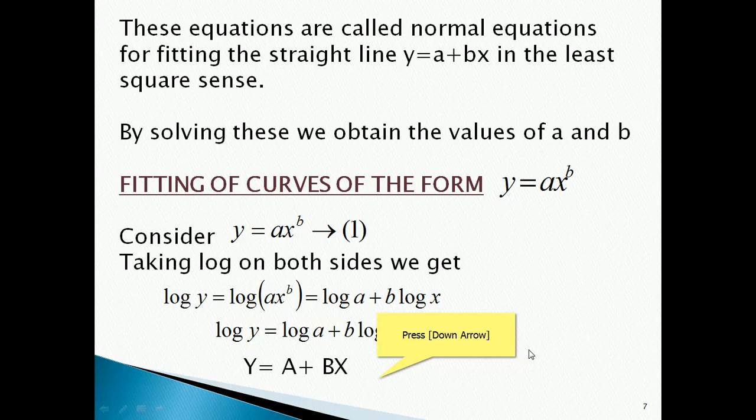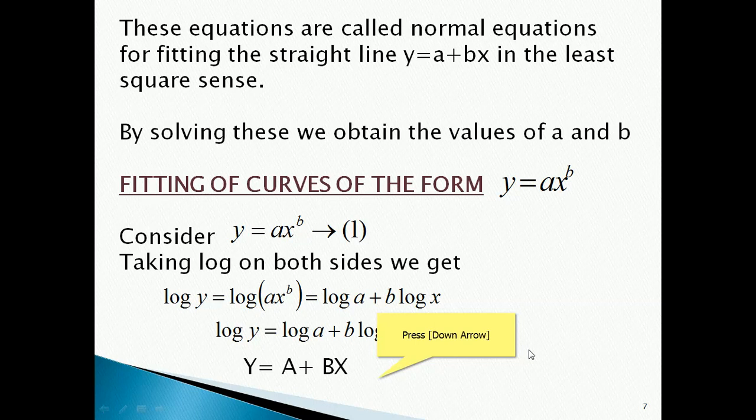Consider y is equal to a into x power b. Call it as 1. Take logarithm on both sides. We get log y is equal to logarithm of a into x power b. This is of the form logarithm of m into n, that is equal to log m plus log n. Logarithm of x power b again can be written as b log x. Total it is log a plus b log x. Take log y as capital Y, log a as capital A, small b as capital B, log x as capital X. Y is equal to A plus BX, no doubt it is a straight line.